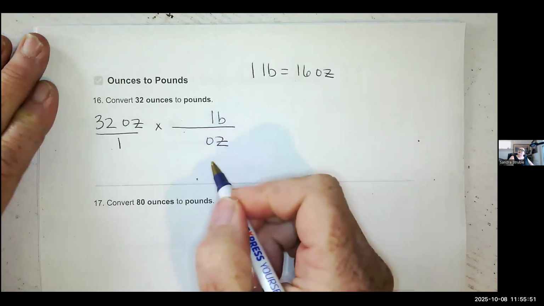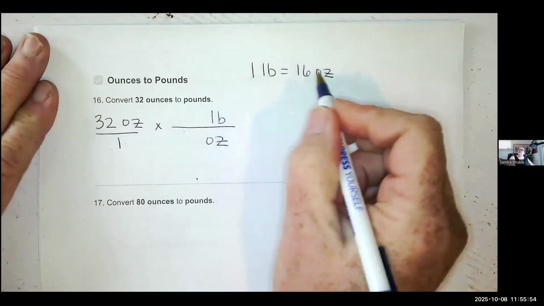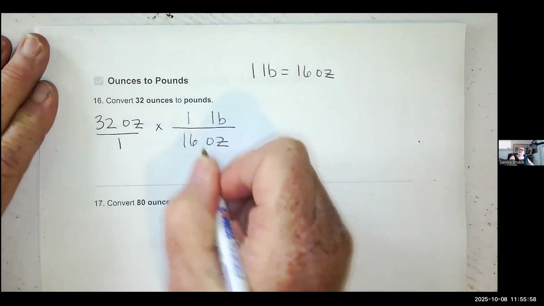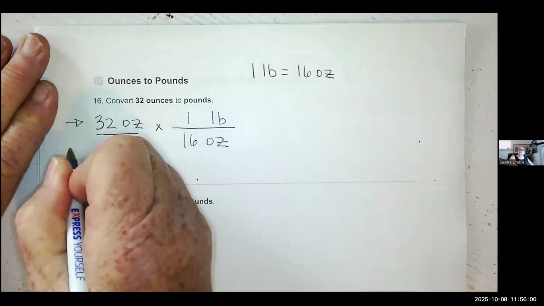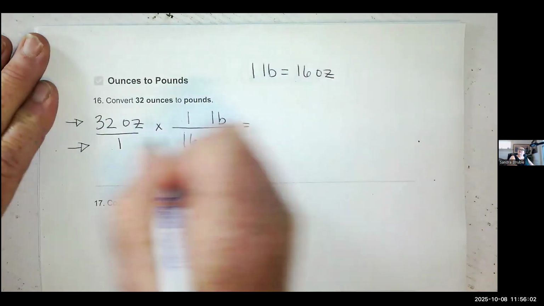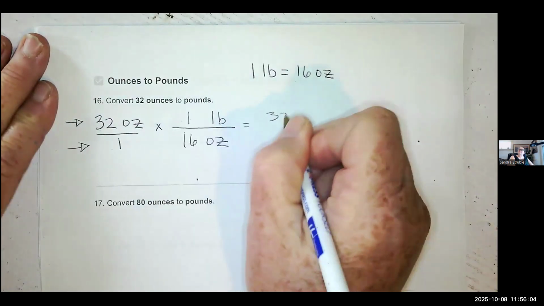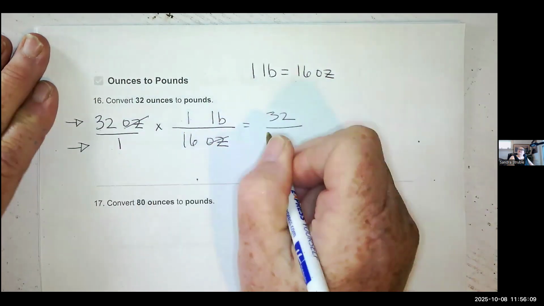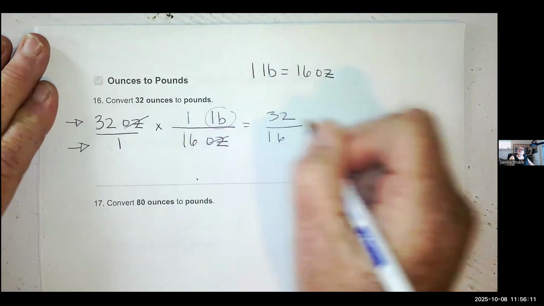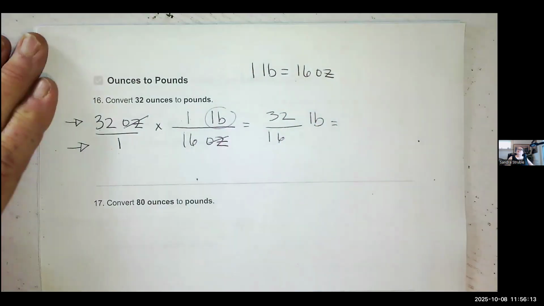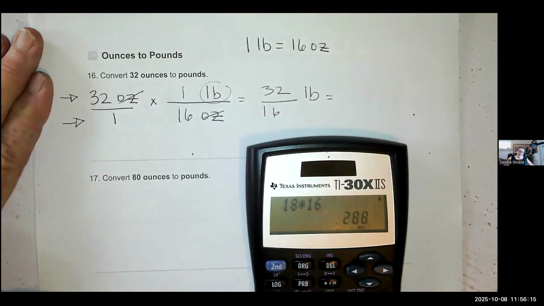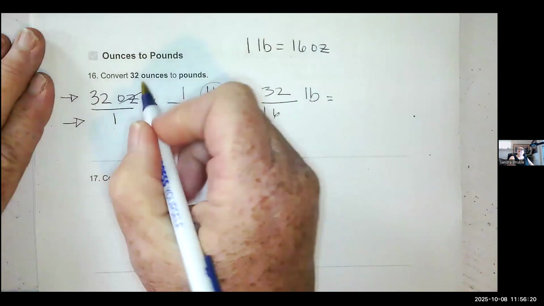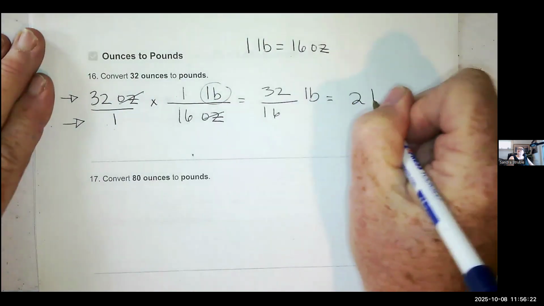Now that I've got my units placed, I want to plug in the conversion rates. 1 pound is 16 ounces. Multiplying straight across on the top and straight across on the bottom, 32 times 1 is 32. My ounces are gone, and 1 times 16 is 16, and don't forget your pounds. Now is when we whip out our calculator and go 32 divided by 16, and that is 2. So 32 ounces is equivalent to 2 pounds.